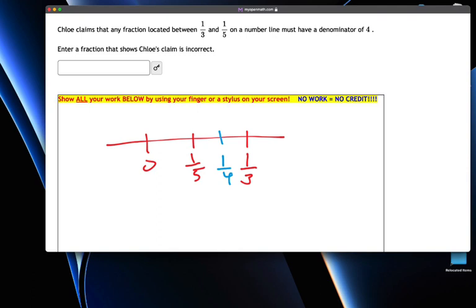Well, there are lots of fractions that can be between 1/5 and 1/3, and they don't necessarily have to have a denominator of 4, so you're just trying to give one other fraction in here that will be between 1/3 and 1/5 that does not have a denominator of 4.